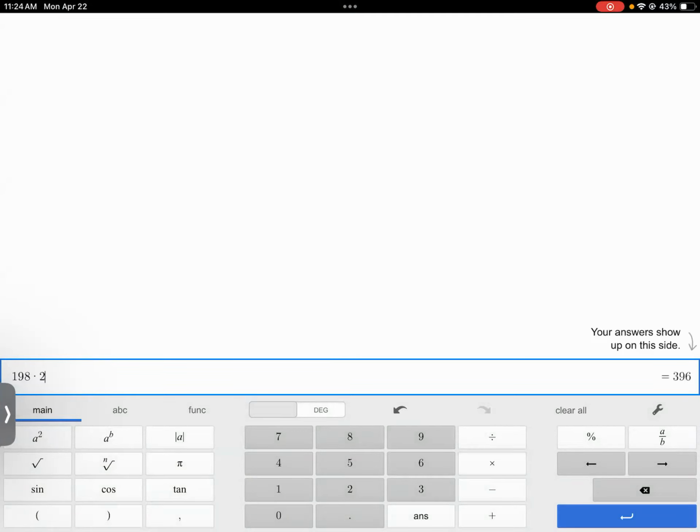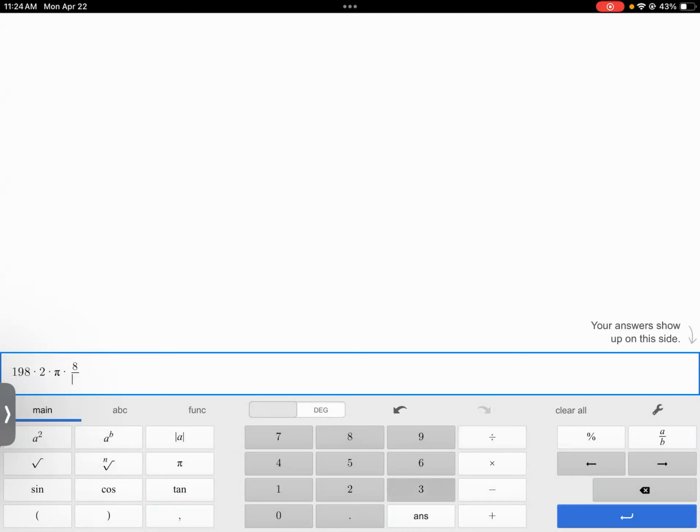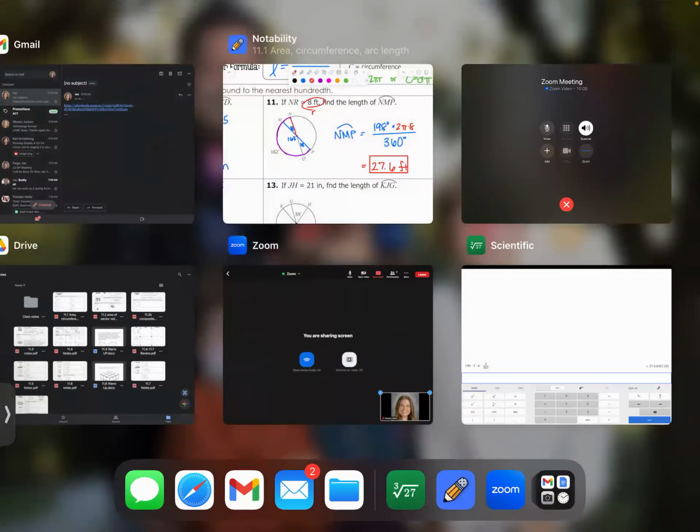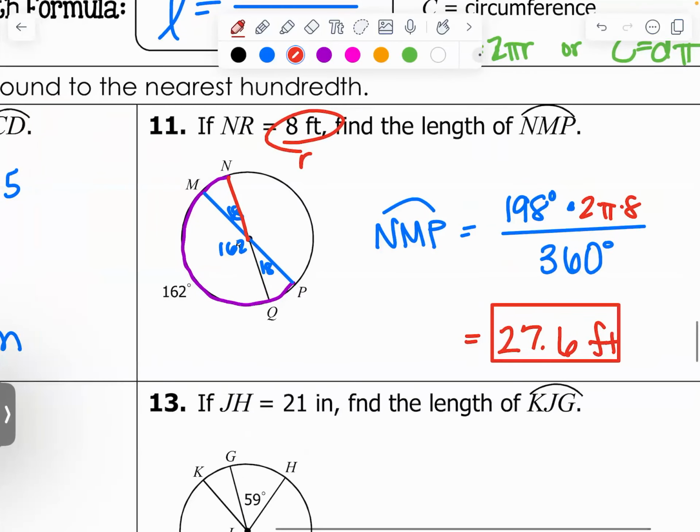198 times 2 times pi times... I do 5 times diameter, then I plug that back into the circumference. Are you rounding when you do this? You need to do it all at one time, because if you round and then use your rounded answer, you're going to be off. Yeah, I rounded the diameter times 5, so that may have gotten me 26. Oh yeah, then I can use it.